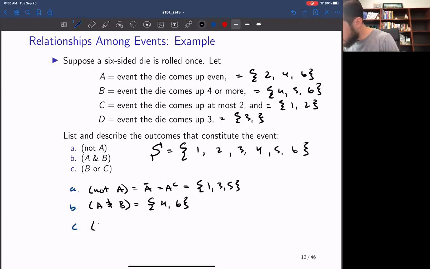Okay, and then in the last one, we have B or C. So here we are looking to list everything that's in B, everything that's in C, and their intersection. So for B, we have outcomes 4, 5, 6, and then for C we have outcomes 1 and 2. There's nothing that is the same here. So the union is simply going to be everything that's in both. So we're going to have 1, 2, 4, 5, and 6.